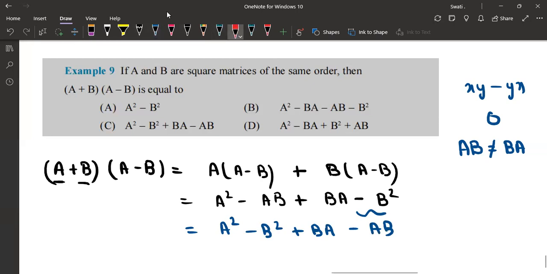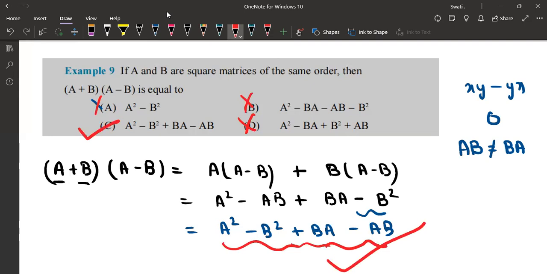Option A is of course not correct. Option B is not correct because the signs are different. Option D, A square minus BA, but we are getting here plus BA, so not correct. And C, that is A square minus B square plus BA minus AB. So option C is the correct answer. So option C is the correct choice. Okay, so this was a multiple choice question. Let's move to the next question.